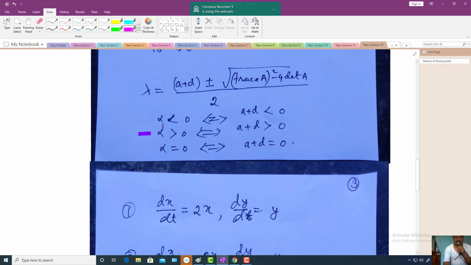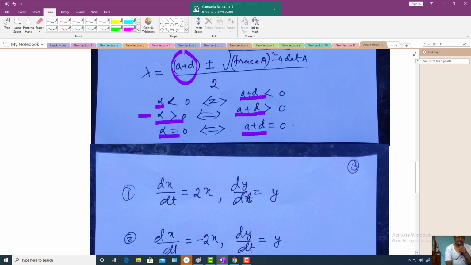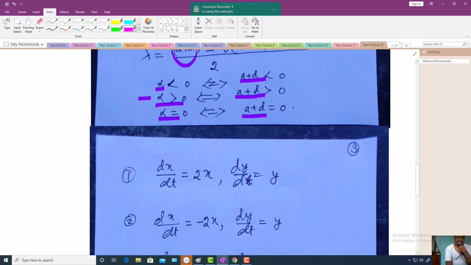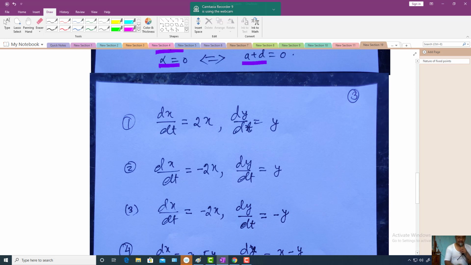Then alpha, the real part, is the trace divided by 2, so if this is negative, it means the trace is negative. And if this is positive, it means the trace is positive. And if the real part is 0, alpha 0 means the trace is 0. So if you know the trace and determinant, you can understand the nature of the eigenvalue. If you know the nature of the eigenvalue, you will know the nature of the fixed point. So that is all about the nature of the fixed point according to the nature of the eigenvalue. Let us see some simple examples.